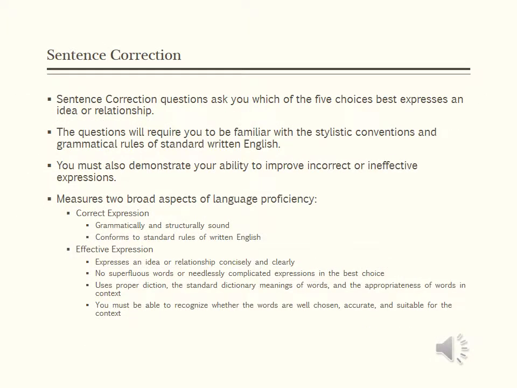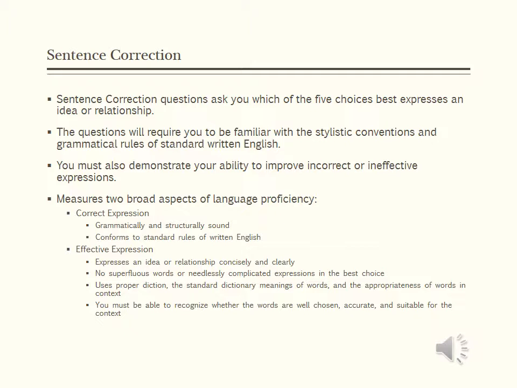Sentence correction questions ask you which of the 5 choices best express an idea or relationship. The questions will require you to be familiar with stylistic conventions and grammatical rules of standard written English. You must also demonstrate your ability to improve incorrect or ineffective expressions. These questions measure 2 broad aspects of language proficiency.